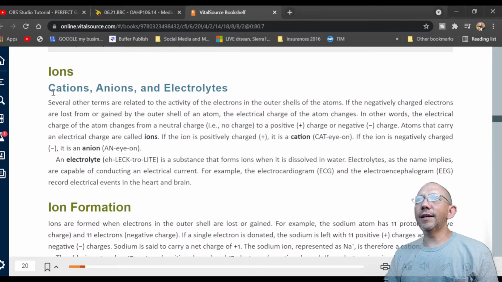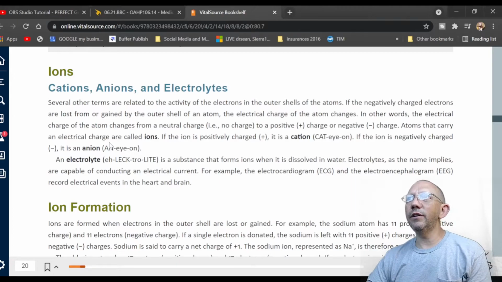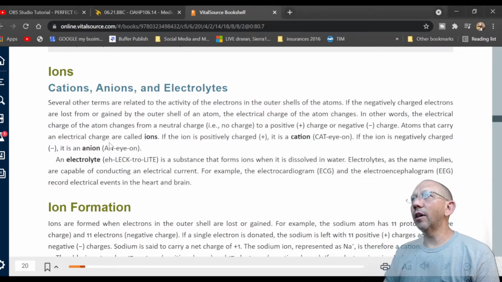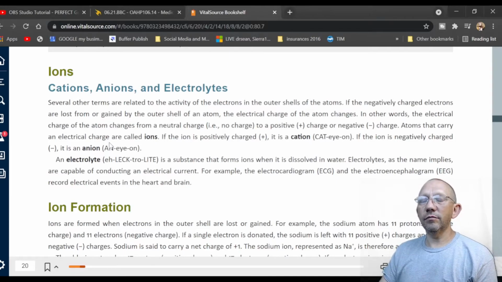And ions, cations, anions, and electrolytes. Several other terms are related to the activity of electrons in the outer shells of the atoms. If the negatively charged electrons are lost, because the electrons go away, or gained by the outer shell of an atom, the electrical charge of the atom changes.